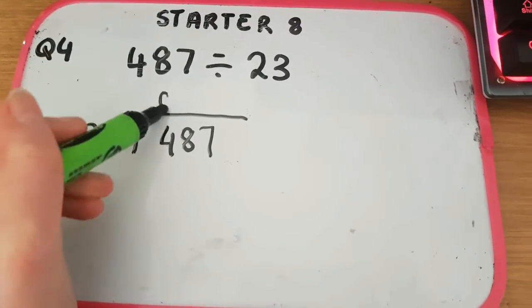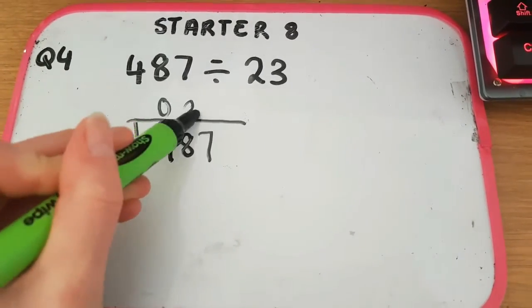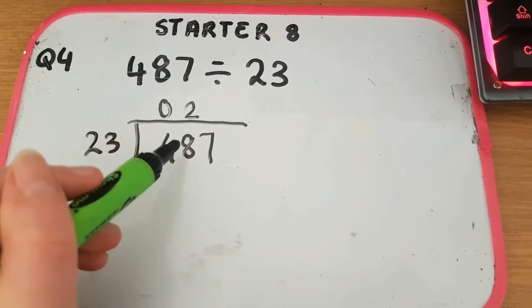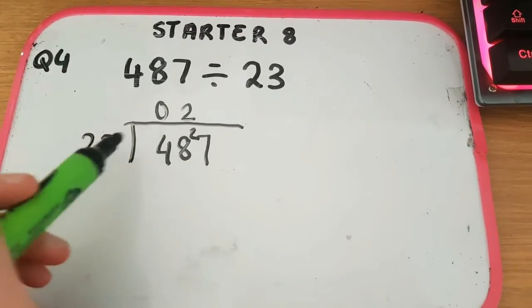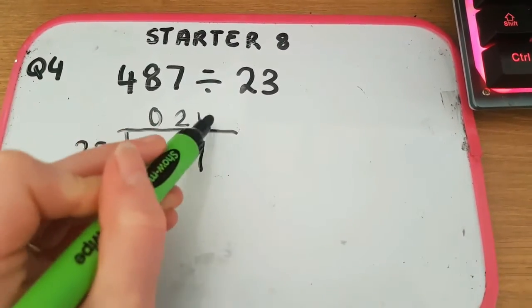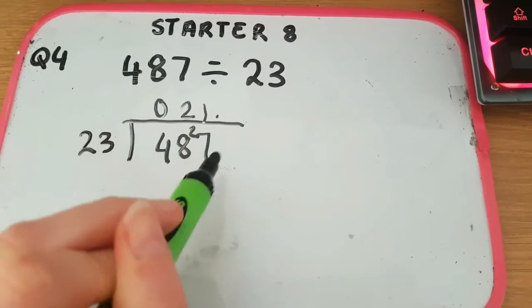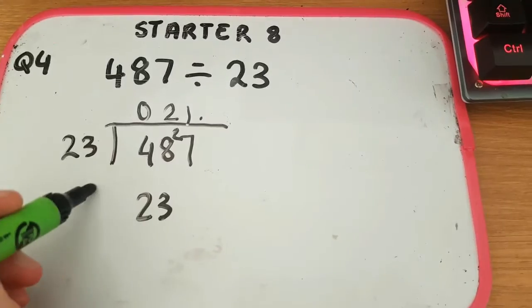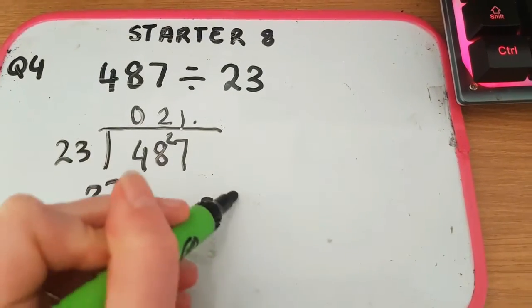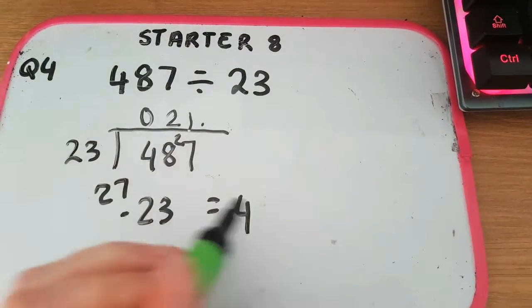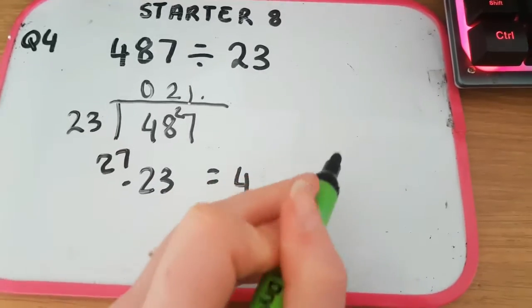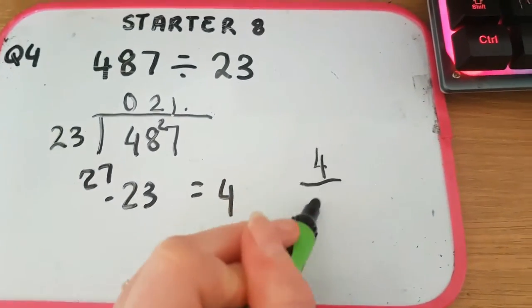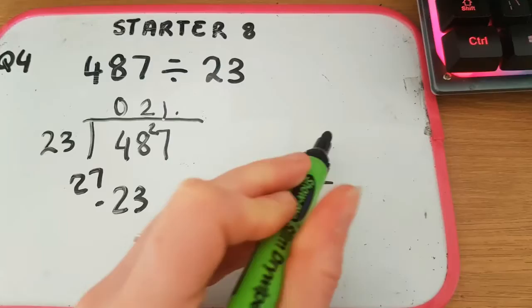23 doesn't go into 4, but it does go into 48 twice because it goes to 46, which means there is a remainder of 2. 23 goes into 27 once, so I've got my whole part here, but 23 into 27 is remainder of 4. So if I'm finding my remainder in this case, it's going to be 4 over 23 as my remainder.